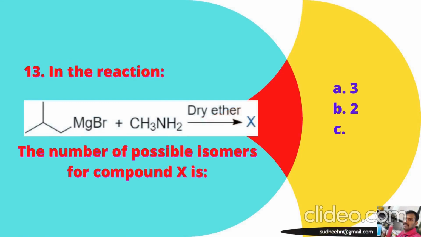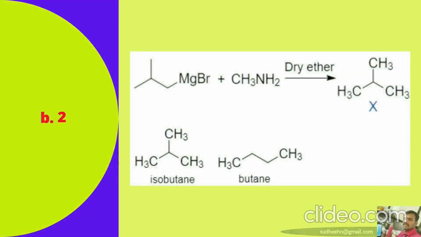Next question, question number 13. When magnesium bromide, that is MgBr, is made to react with methylamine, CH3NH2, in the presence of dry ether, it will give a possible number of isomers, he asked. The options he has given are 3, 2, 4, 5. And the right answer is that during this reaction, it will give 2 products. One is isobutane and another one is butane, which follows this reaction.